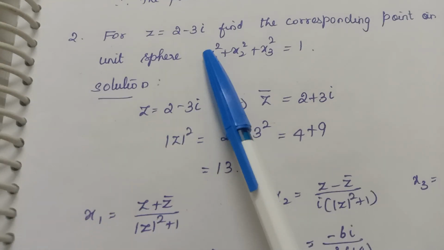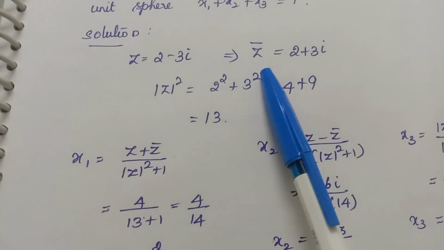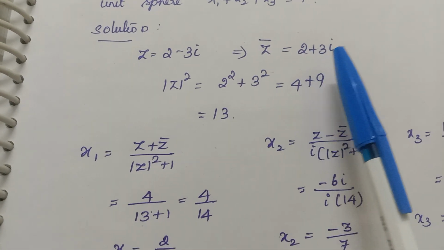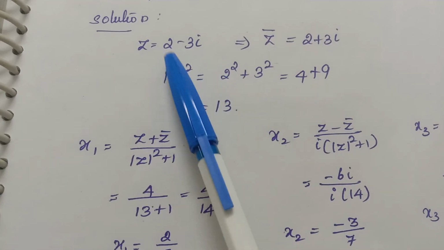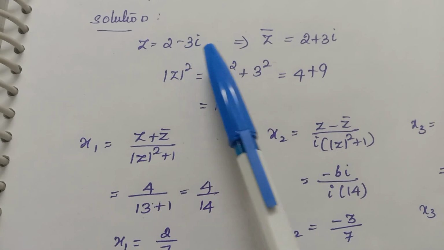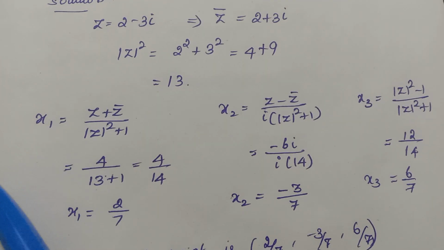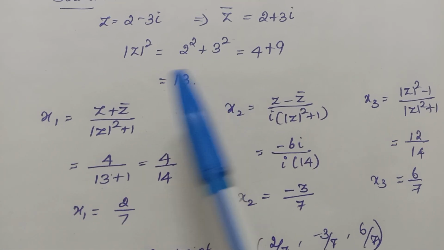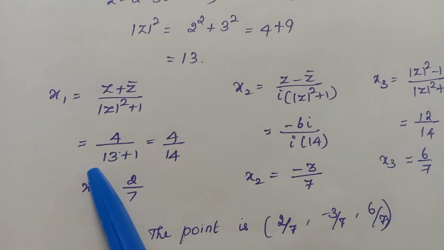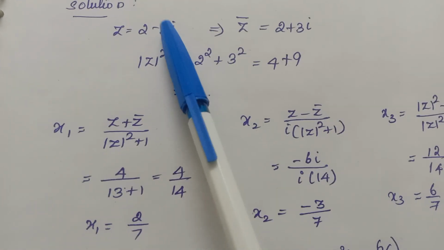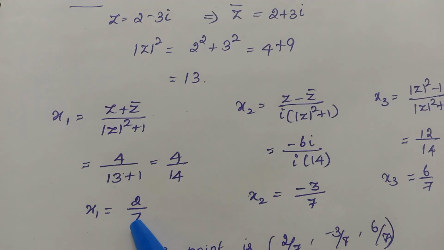One more problem. For z = 2 − 3i, we are going to find the corresponding point on the sphere. So z = 2 − 3i means its conjugate z̄ is 2 + 3i. |z|² is 2² plus (−3)², which is 4 + 9 = 13. So the corresponding point on the sphere is (x1, x2, x3), where x1 = (z + z̄)/(|z|² + 1). What is z + z̄? Adding these two values, the imaginary part gets cancelled, so 2 + 2 = 4. So 4/(13 + 1) = 4/14, which is 2/7.